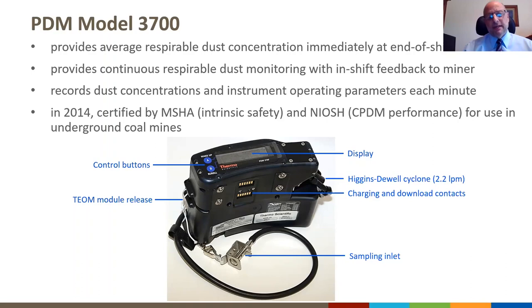It provides an average respirable dust concentration immediately at the end of the sampling shift. In addition, it provides continuous respirable dust monitoring with in-shift feedback to the miner. It records dust concentrations and key instrument operating parameters each minute. This instrument was certified in 2014 by MSHA for use in explosive mine environments, and by NIOSH for the CPDM performance criteria for use in underground coal mines. And this is the photo of the current instrument. You can see there's a display on the top. A Higgins dual cyclone operated at 2.2 liters per minute gives you the respirable fraction. The sampling inlet is clipped to the lapel of mine workers. The TEOM is the measurement technology, which I'll talk about in the next slide, and it can be released from the instrument, and then there are the control buttons. Next slide, please.